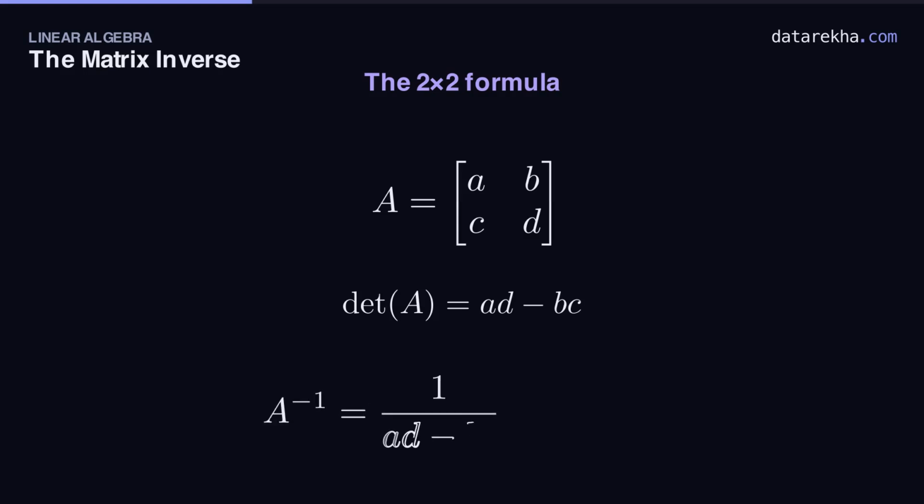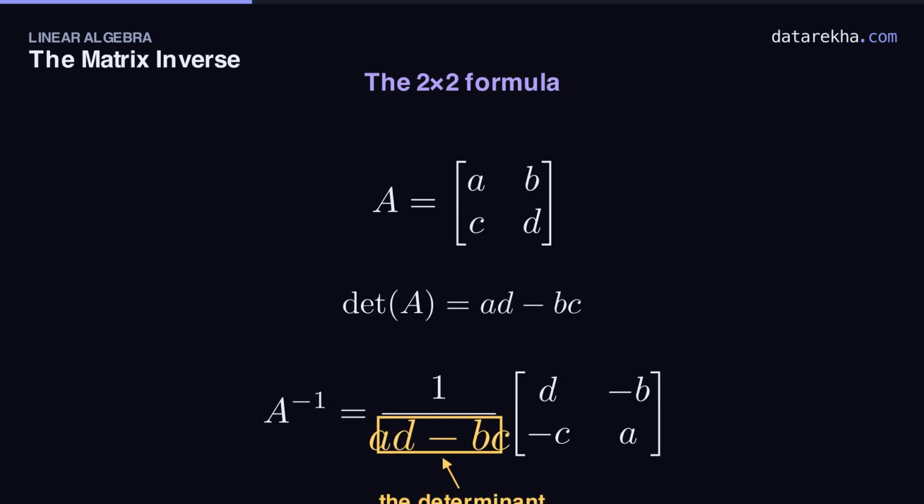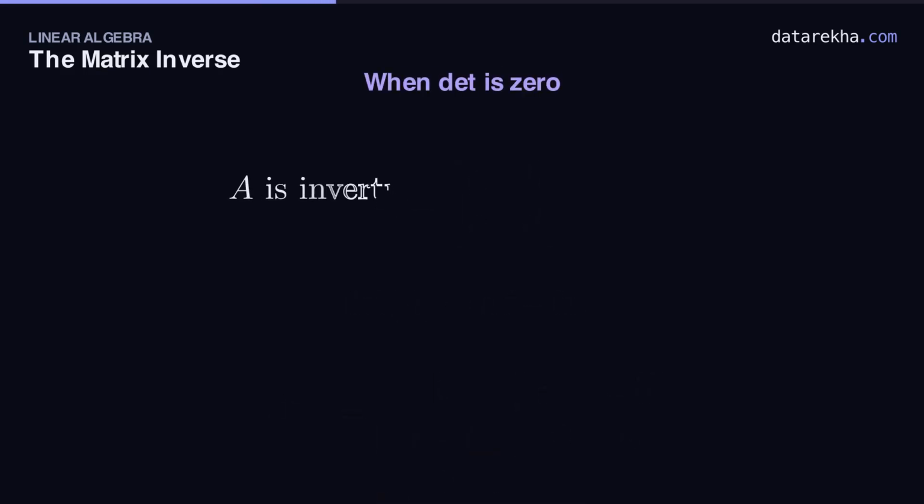And here is the recipe. Swap a and d. The diagonal entries trade places. Negate b and c. The off-diagonal ones flip sign. Then divide the whole thing by the determinant. Look where the determinant lies. Right in the denominator. That single fact is the hinge of this entire lesson. Hold that thought.